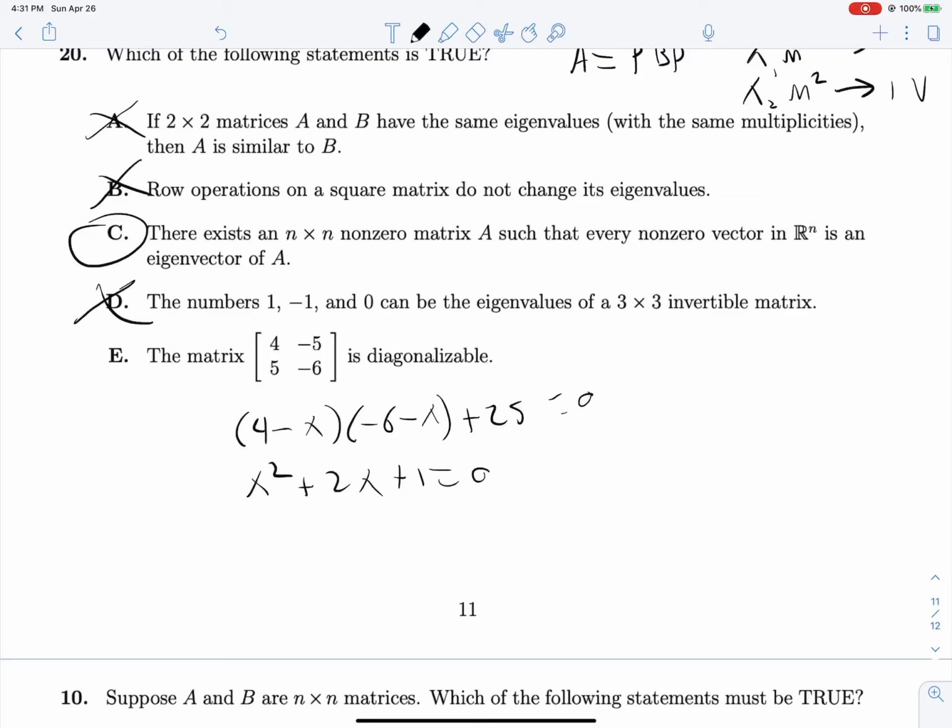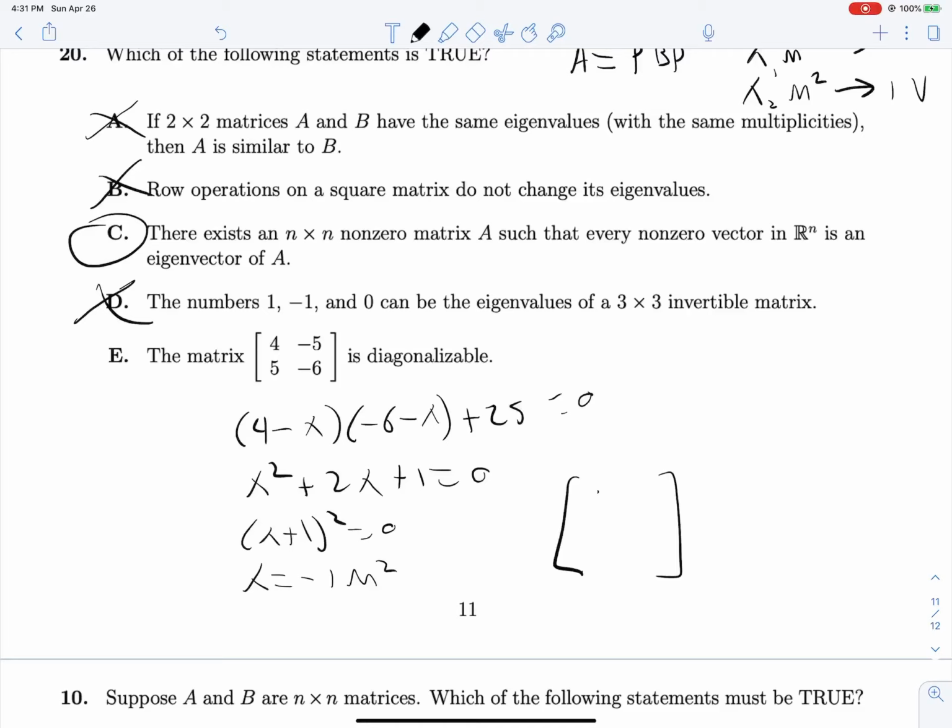This is lambda plus 1 squared is equal to 0, so lambda is equal to -1 with a multiplicity of 2. If we plug that into A minus lambda I, we need to get 2 eigenvectors, so we need to get 2 free variables out of this. And the only way to get 2 free variables is if we end up with the 0 matrix here.